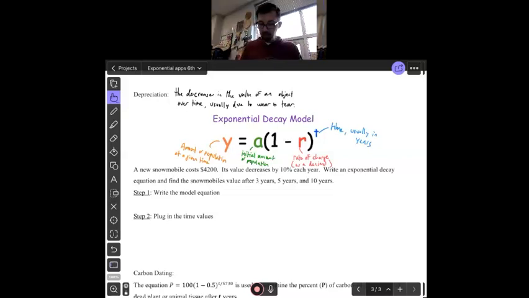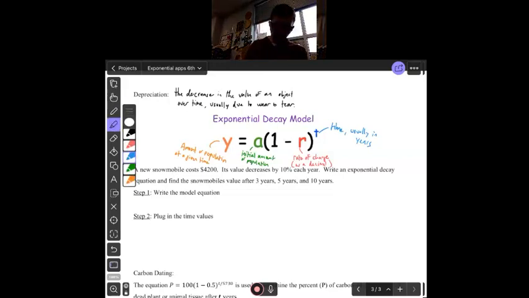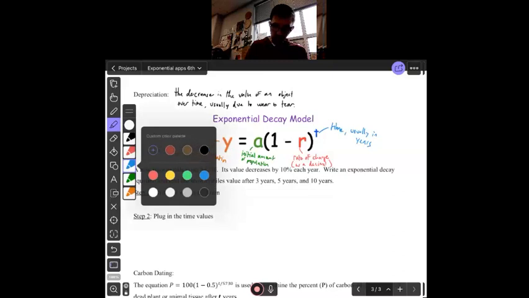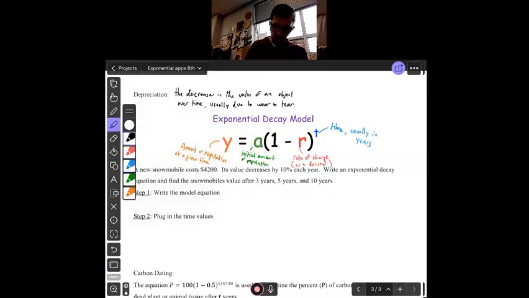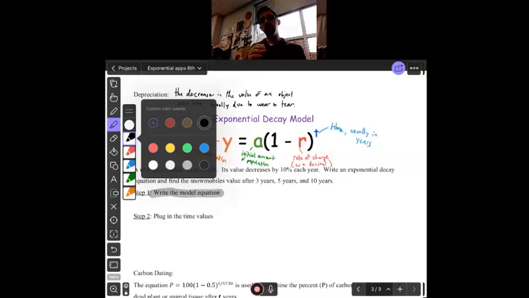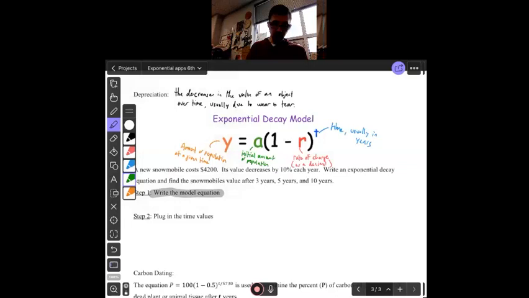It started off at $4,200. Write a model equation, right? Write the exponential decay equation, and then we'll go and do the specific times, just like we did yesterday. So what am I expecting to see when I say write a model equation? Only A and R should be values. Everything else should be set, and especially that T is really what I'm getting after: the T should stay a variable.